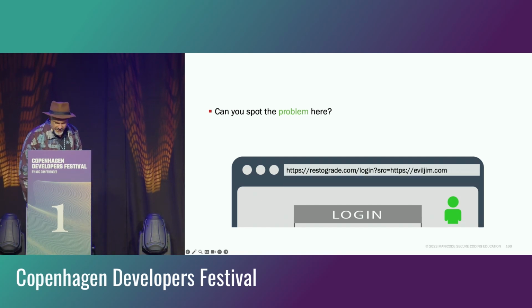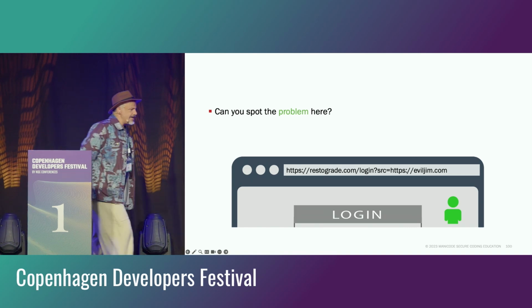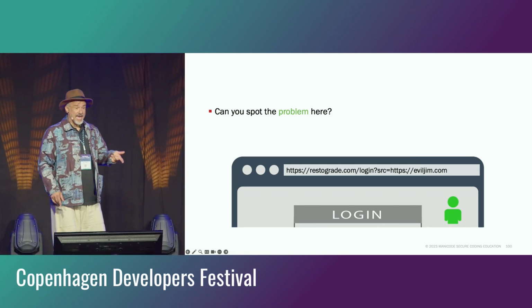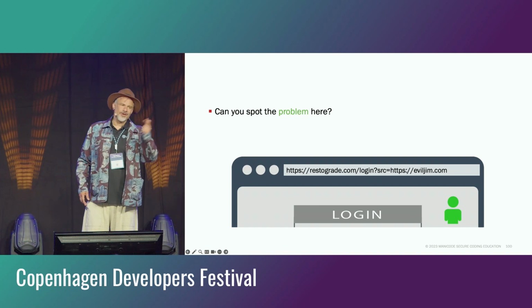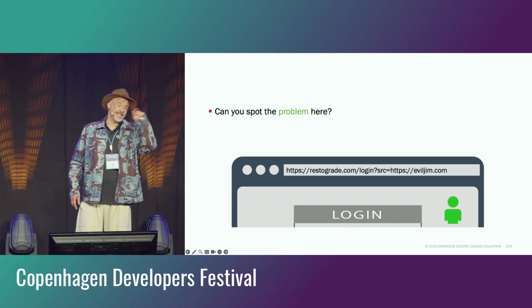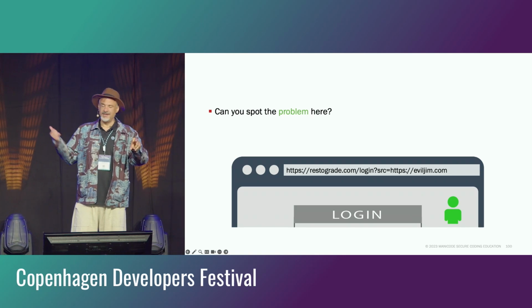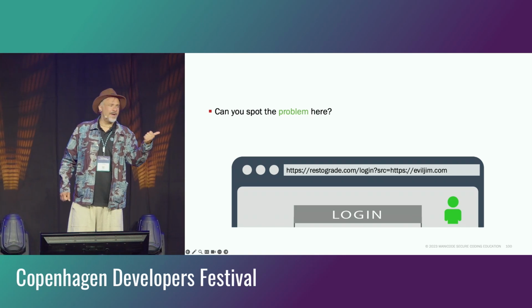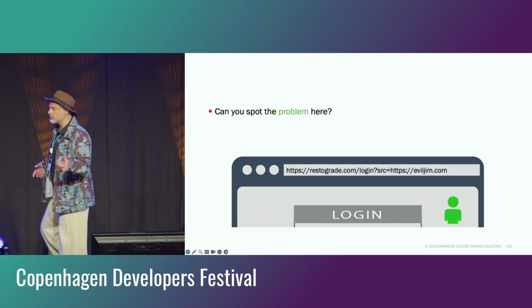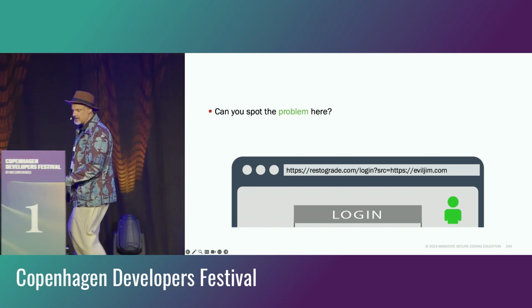But the problem is I can just modify that and make it an evil URL. And I'll give you this URL. You log in. When you're done, you go to my evil website that has an exact copy of your login page and says login failed. You log in again. I got your password. I redirect you back to your home page, and you're logged in because of this bad parameter that you're not validating.